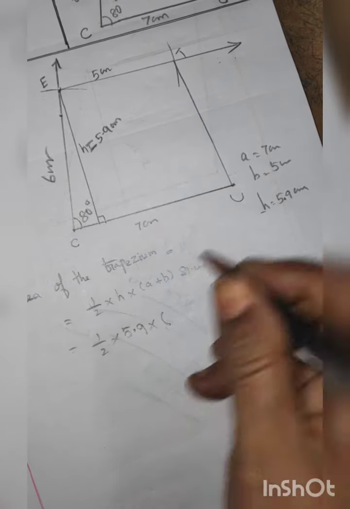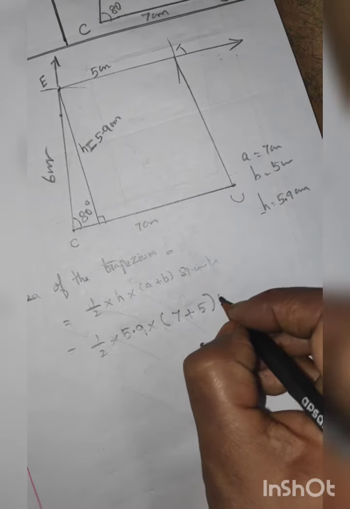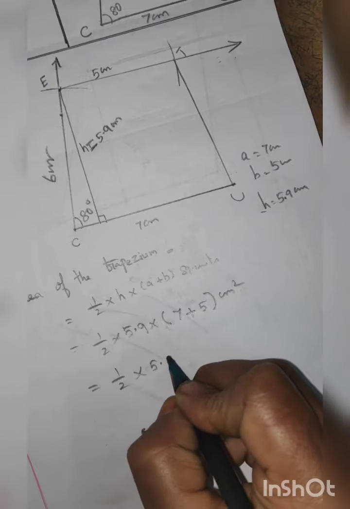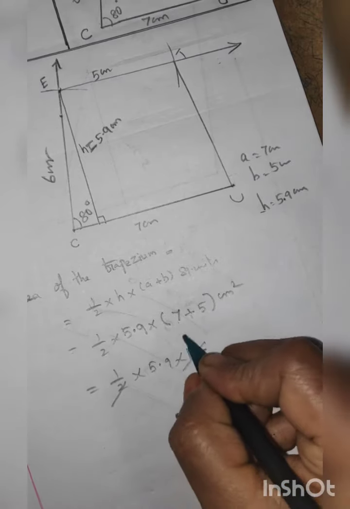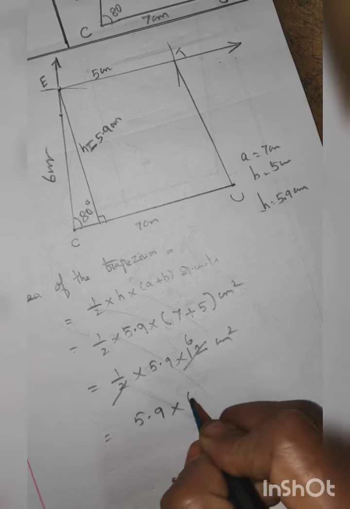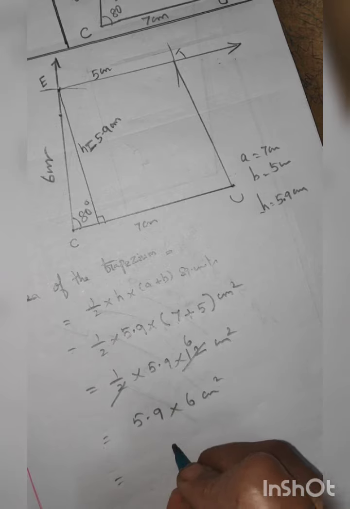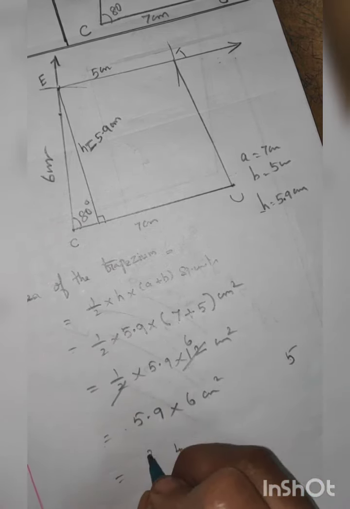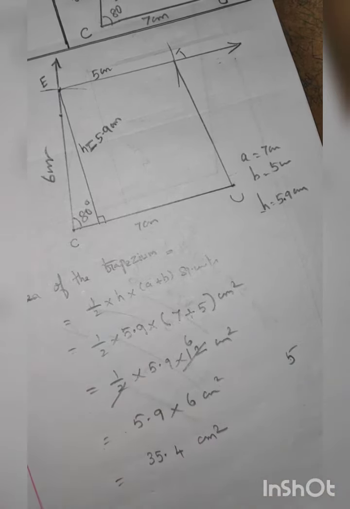5.9 into, start the bracket. A value is 7, B value is 5, all in centimeter squared. 1 by 2 into 5.9 into 5 plus 7 equal to 12. 1 2 is 2, 6 2s are 12 centimeter squared. Now you multiply the number 5.9 into 6, equal to 6 9s are 54, remaining 5. 5 6s are 30, 30 plus 5 is 35. 35.4 centimeter squared is the area of the trapezium.